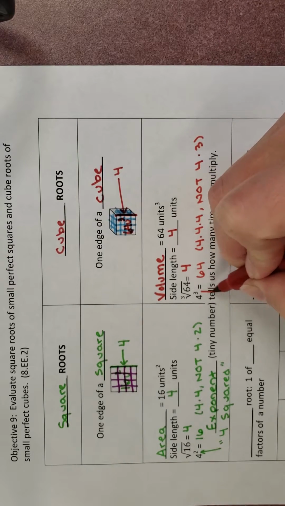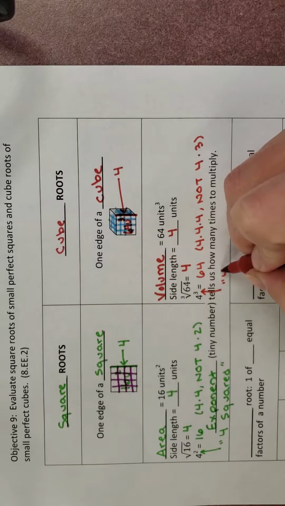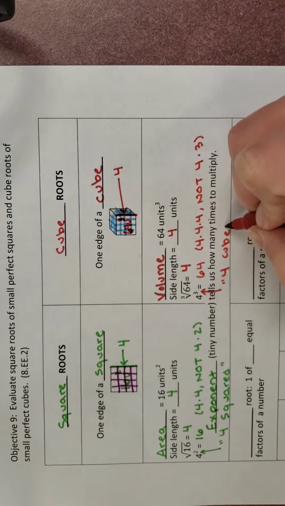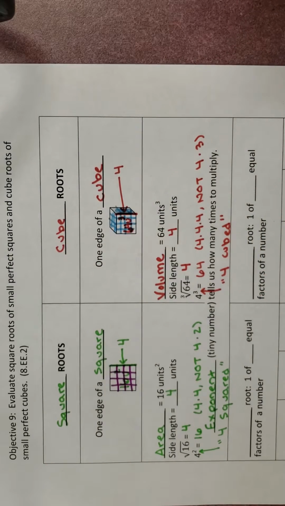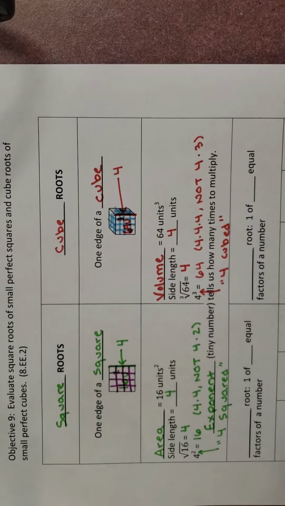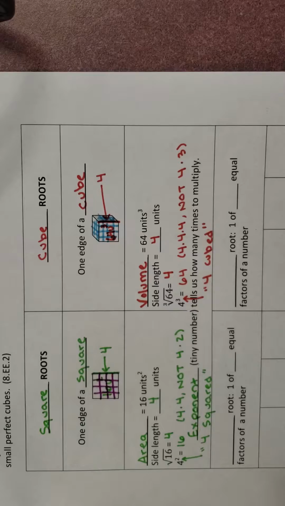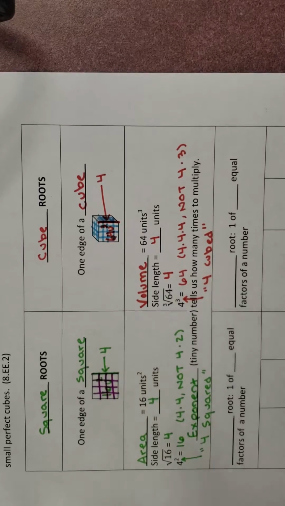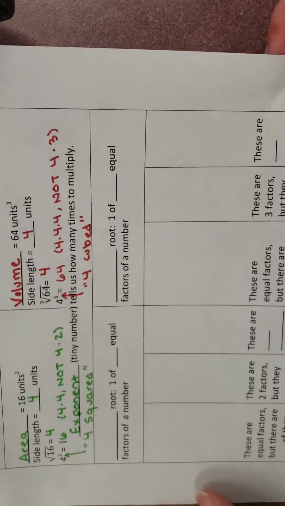And so we would read this 4 cubed. Other exponents larger than that, say 4 and then a small 4 raised above as the exponent, that would be called 4 to the 4th, a 4 to the 5th, a 4 to the 6th as the number of the exponent increases.